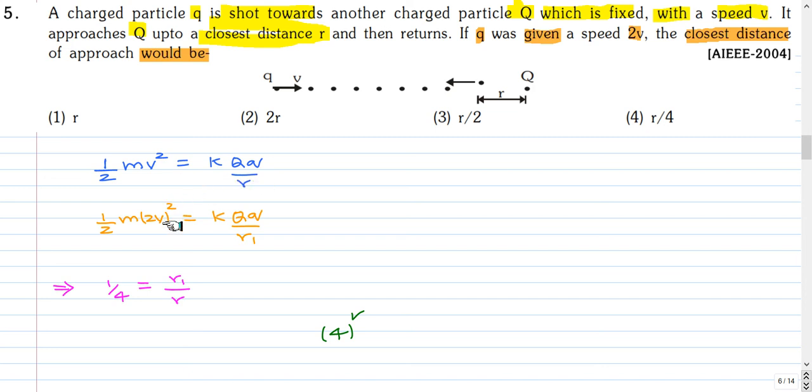In the second case, when it is projected with velocity 2v, the loss in kinetic energy is half m (2v) square, and let the closest distance of separation be r1. So dividing these two, we get r1 by r ratio as 1 by 4. So from this r1 is r by 4. The correct option is option 4.